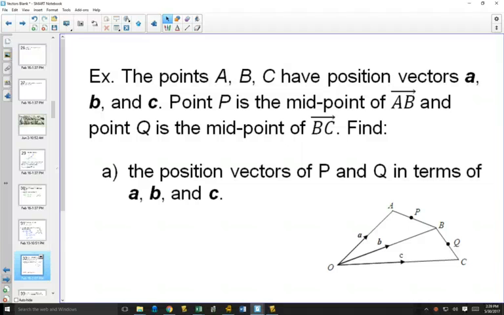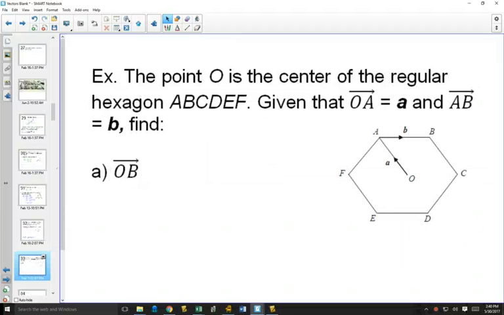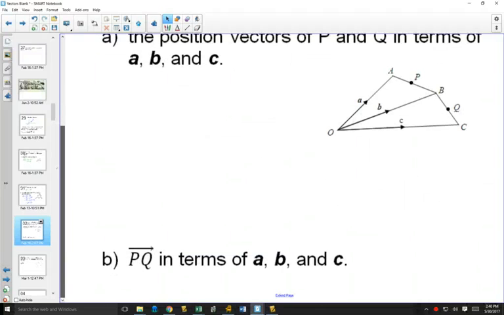So now we can extend this a little bit. Points A, B, and C have position vectors A, B, and C. P is the midpoint of AB. Q is the midpoint of BC. Can you find OP and OQ in terms of A, B, and C? And then find how you would travel from P to Q if you were only allowed to travel in the directions of A, B, and C.